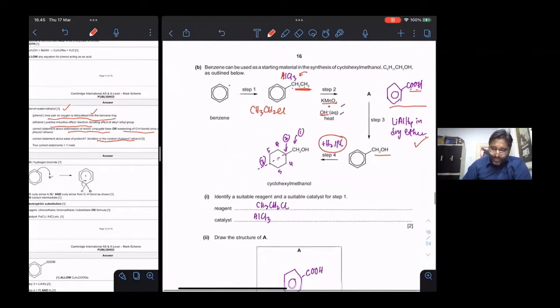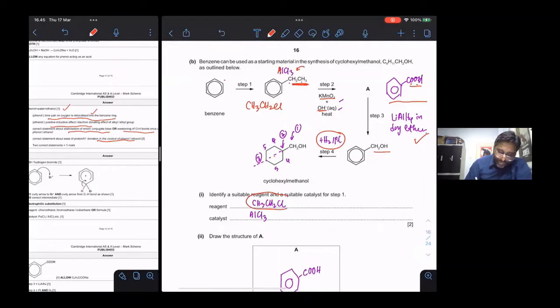So when they say suggest a suitable reagent, first you suggest CH3CH2Cl for step number 1, and then catalyst AlCl3. Depending on what you use, if you use CH3CH2Br, then make sure you use AlBr3. Last time they used FeCl3, but they have removed it, so let's actually stick to this. So you can use either AlCl3 or AlBr3. Now draw the structure of A.